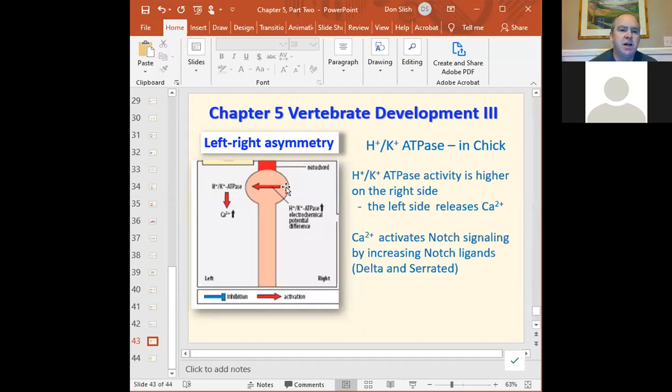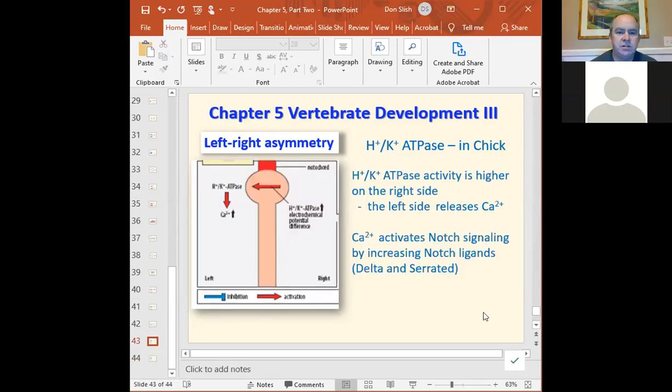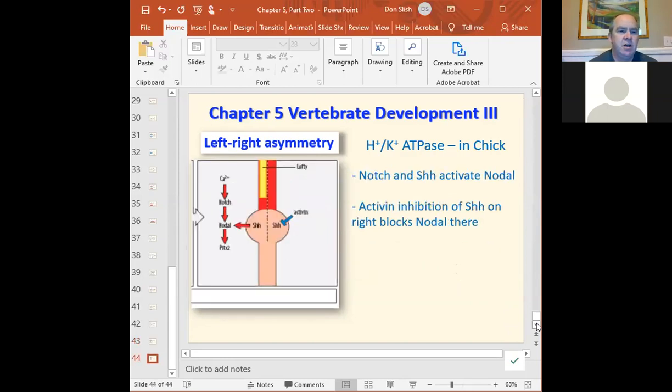But anyway, you're getting more hydrogen potassium ATPase on the right side, which is affecting the electrical potential on the left side, which is causing an increase in extracellular calcium. Now, calcium activates Notch signaling by increasing Notch ligand. And Notch signaling then together with sonic hedgehog signaling. So your node, back up one. Okay, so you're getting Notch signaling because of the electrochemical potential there. And the node is also putting out sonic hedgehog. So the combination of Notch and sonic hedgehog on the left is causing nodal production.